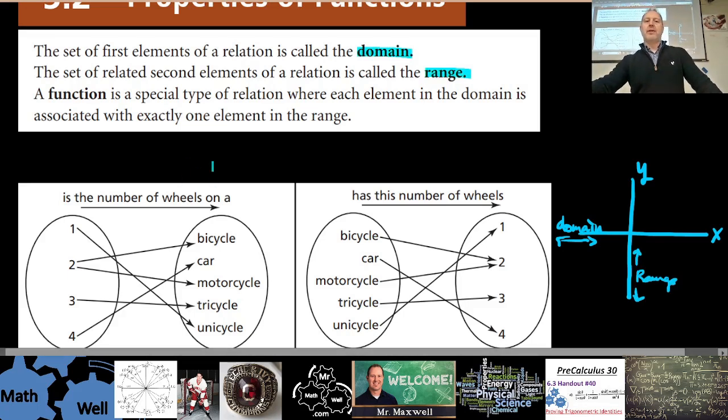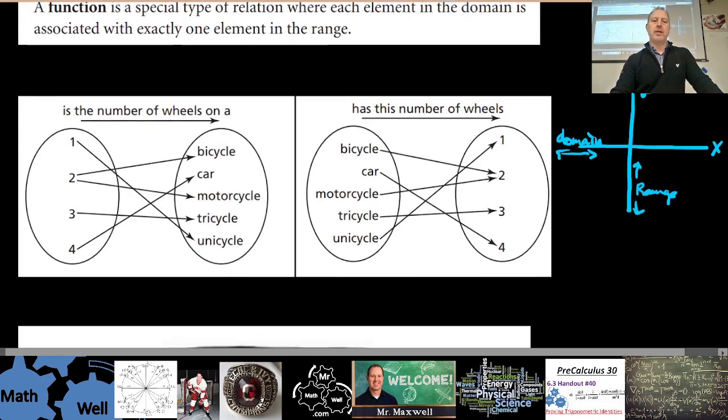So once we have that figured out, we know that the domain is the independent variable where we start. Boys in the back, no more talking while I'm talking.